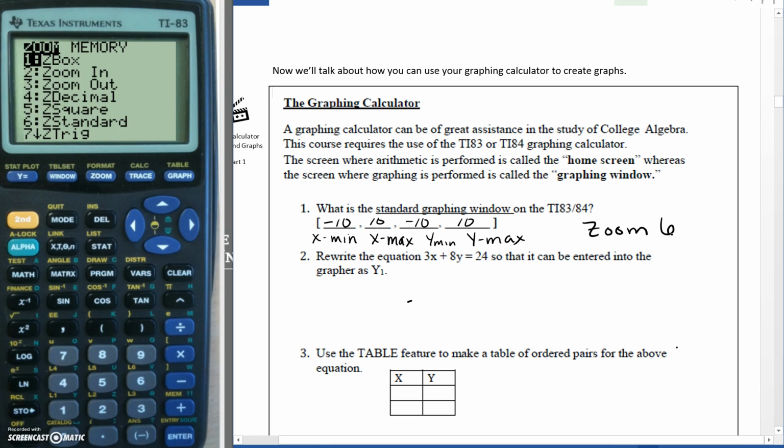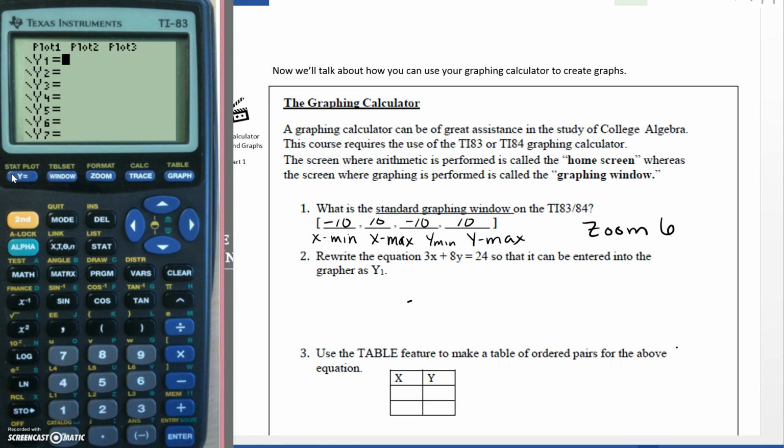Okay, now let's talk about how we put functions into our graphing calculator. So we have this function right here, 3x plus 8y equals 24, that we want to graph. And to put things in, we're going to hit the y equals button. So you always hit the y equals button. And we need our expression to be y equals something.